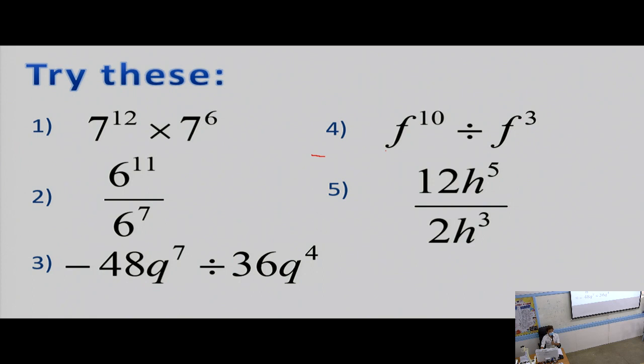f to the power of 10 divided by f to the power of 3. What is the answer? You're going to subtract the exponent. What would be the answer?